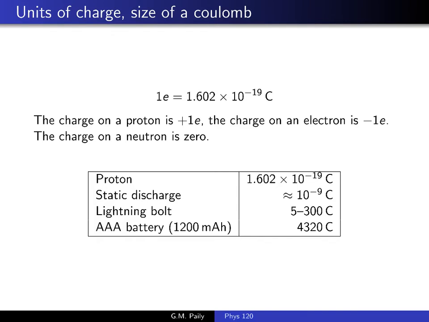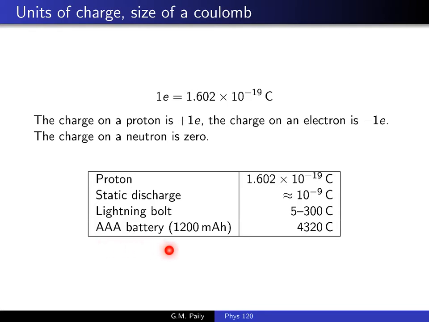To get a better idea of how big a coulomb is, we can look at the following comparisons. Well, we've already seen a proton is roughly 10 to the negative 19 coulombs. When you suffer static shock, a static discharge, the amount of charge transferred in that little spark is about 10 to the negative 9 coulombs. A lightning bolt will transfer anywhere from 5 to 300 coulombs. 5 is typically what an average lightning bolt transfers, 300 for some of the larger ones.